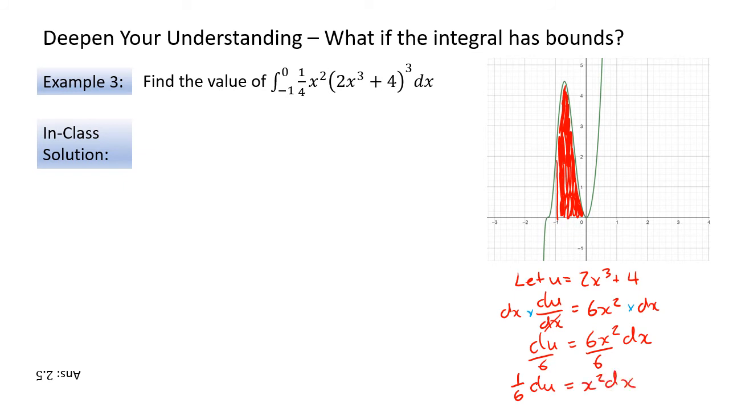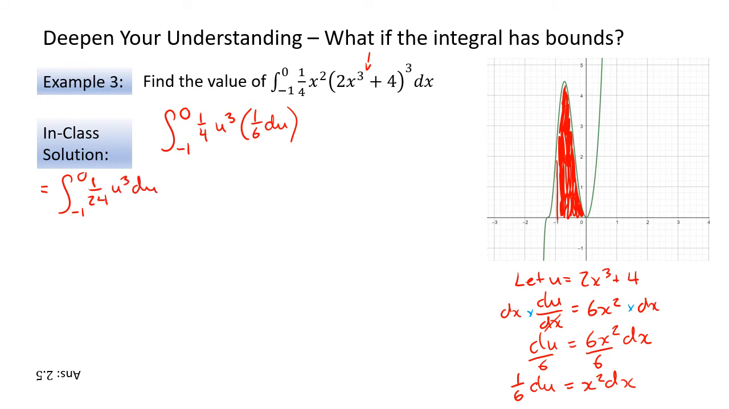Okay? So now if I substitute all of these values into this integral, I get the integral from -1 to 0 of 1 over 4 times u cubed, okay, substituting in for the brackets, and then removing the x squared and the dx, instead I have 1 over 6 times du. So this can be written as the integral from -1 to 0, okay, of 1 over 24 u cubed du.